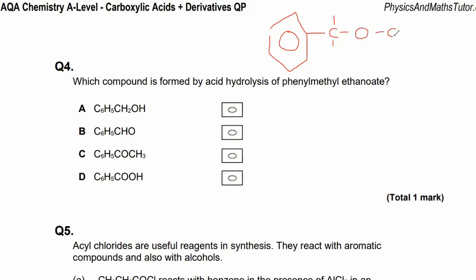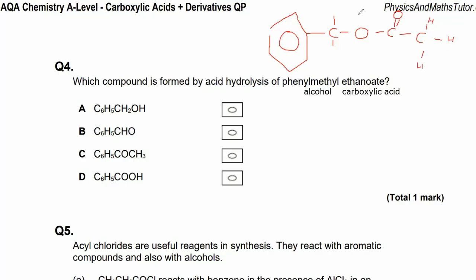There's the structure. So remember that this has come from a carboxylic acid and an alcohol, so likely to be ethanoic acid and then the alcohol with the benzene ring. So which compound would be formed when we split that? Go through A, B, C, D, see if you can work it out. Here's what phenylmethyl ethanoate would look like.